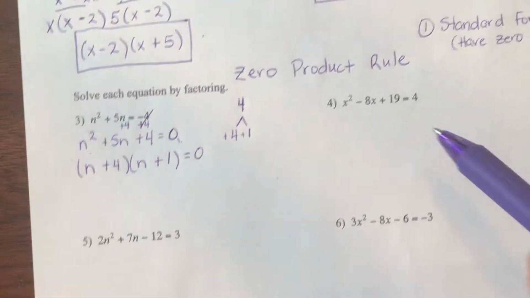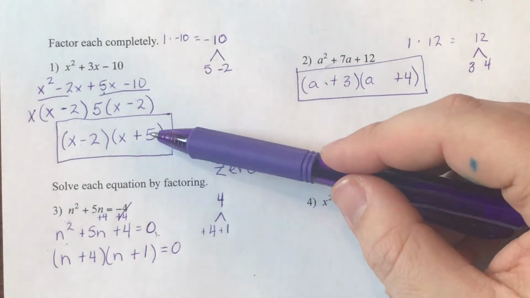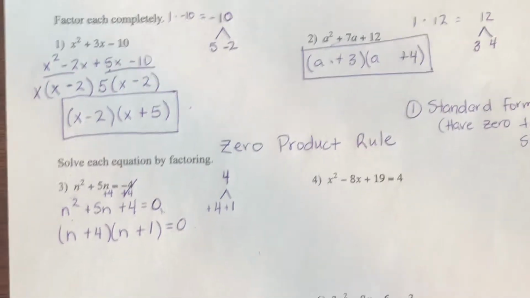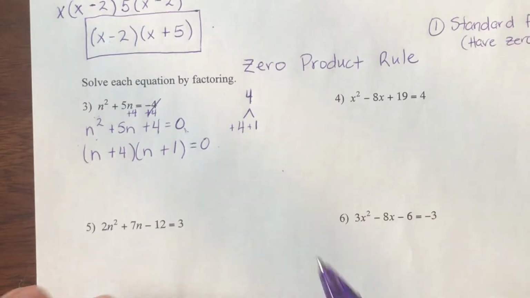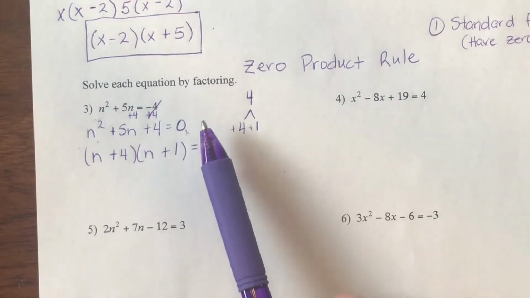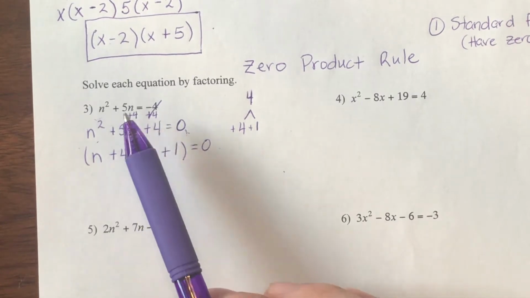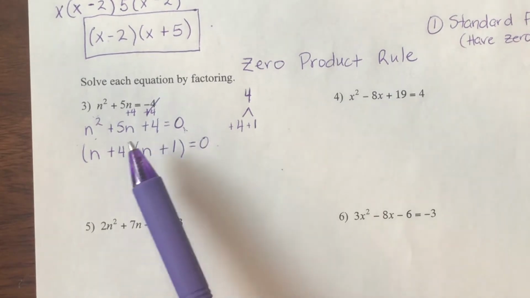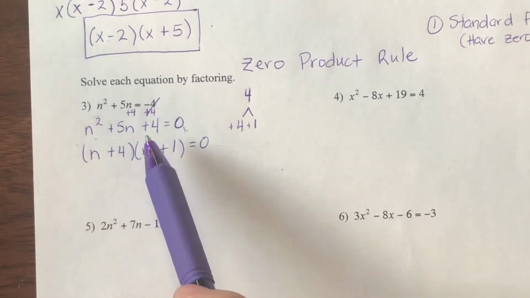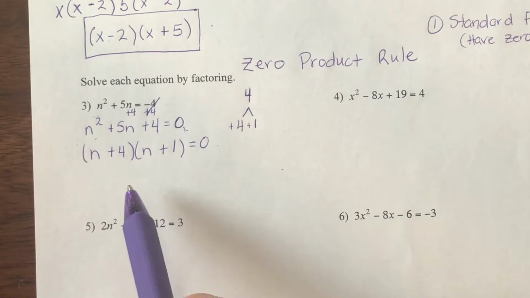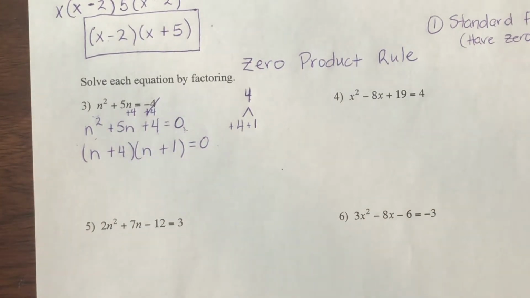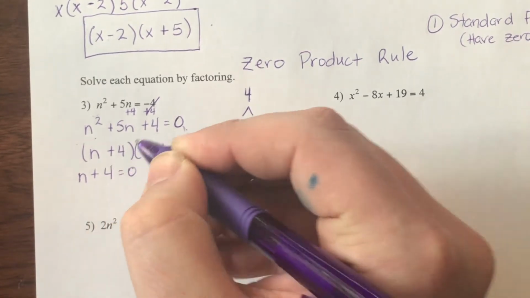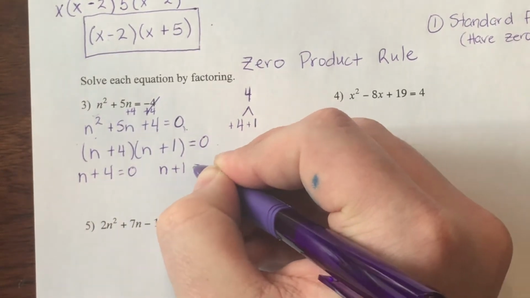But the difference in what we're doing here and what we're doing up here is, notice, we have this equals 0 now. We've taken it from an expression to an equation. So we now have this, and normally this right here is where we would stop, because that's that expression factored. But since we now have an equation equals 0, what we want to do is split this off, or you could say separate it, to where it looks like this: n plus 4 equals 0 and n plus 1 equals 0.